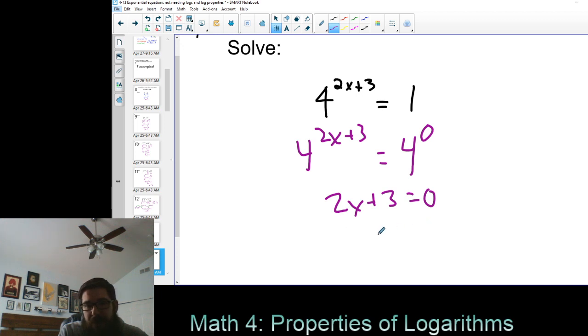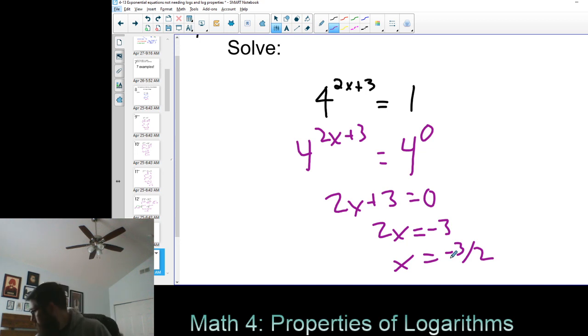2x plus 3 is 0. Subtract a 3, so I have 2x is negative 3. Divide both sides by 2. I get x equals negative 3 halves. I'm a bigger fan of fractions. You can turn it into a decimal if you so choose.